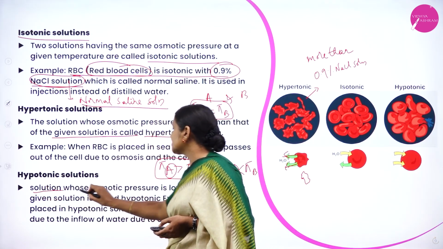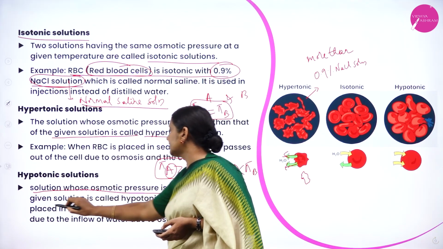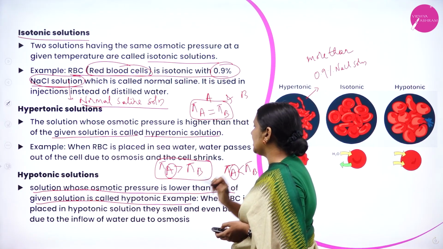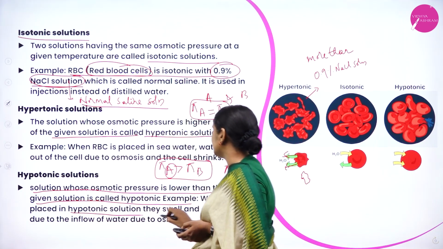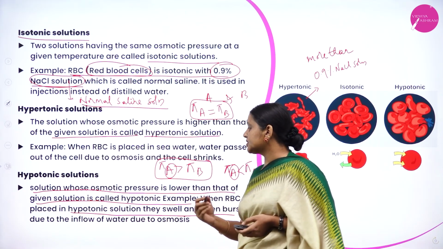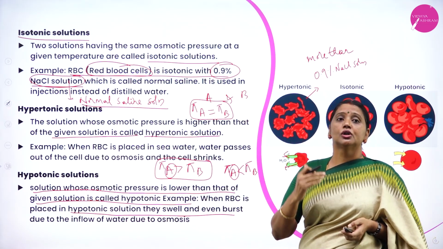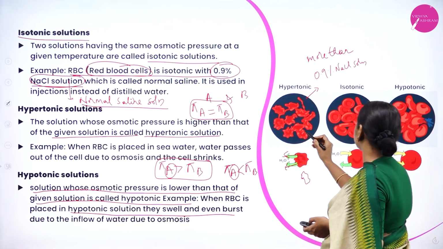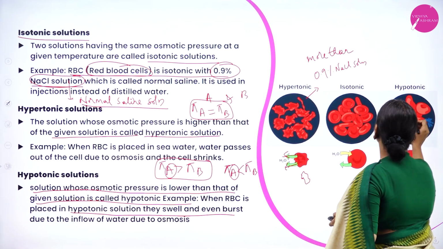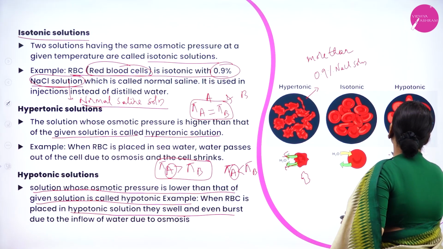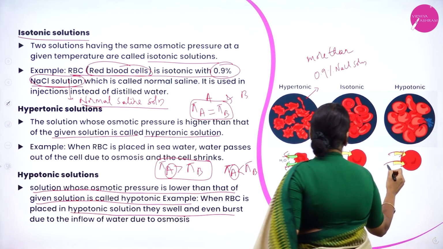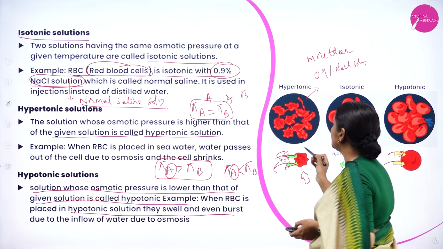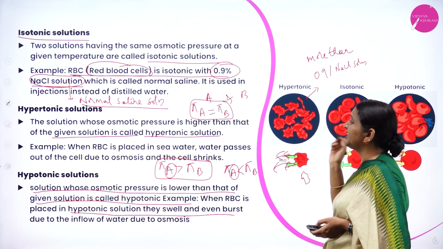A solution whose osmotic pressure is lower than that of the given solution is called hypotonic. Example, when RBC is placed in a hypotonic solution, it swells and even bursts due to the inflow of water by osmosis. Here you observe shrinking of the cell, and here swelling of the cell. Why is there swelling of the cell? Water diffuses into the cell. Why does shrinkage of cells take place here? Water diffuses out of the cell.